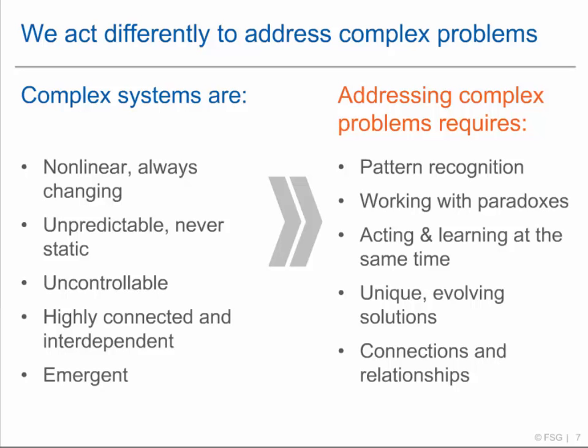Because the path from implementation to success is not linear, because relationships grow and evolve and change, because changing one thing in the system can create unexpected consequences, and because context very much matters, we need a different way to evaluate complexity. Next slide, please.